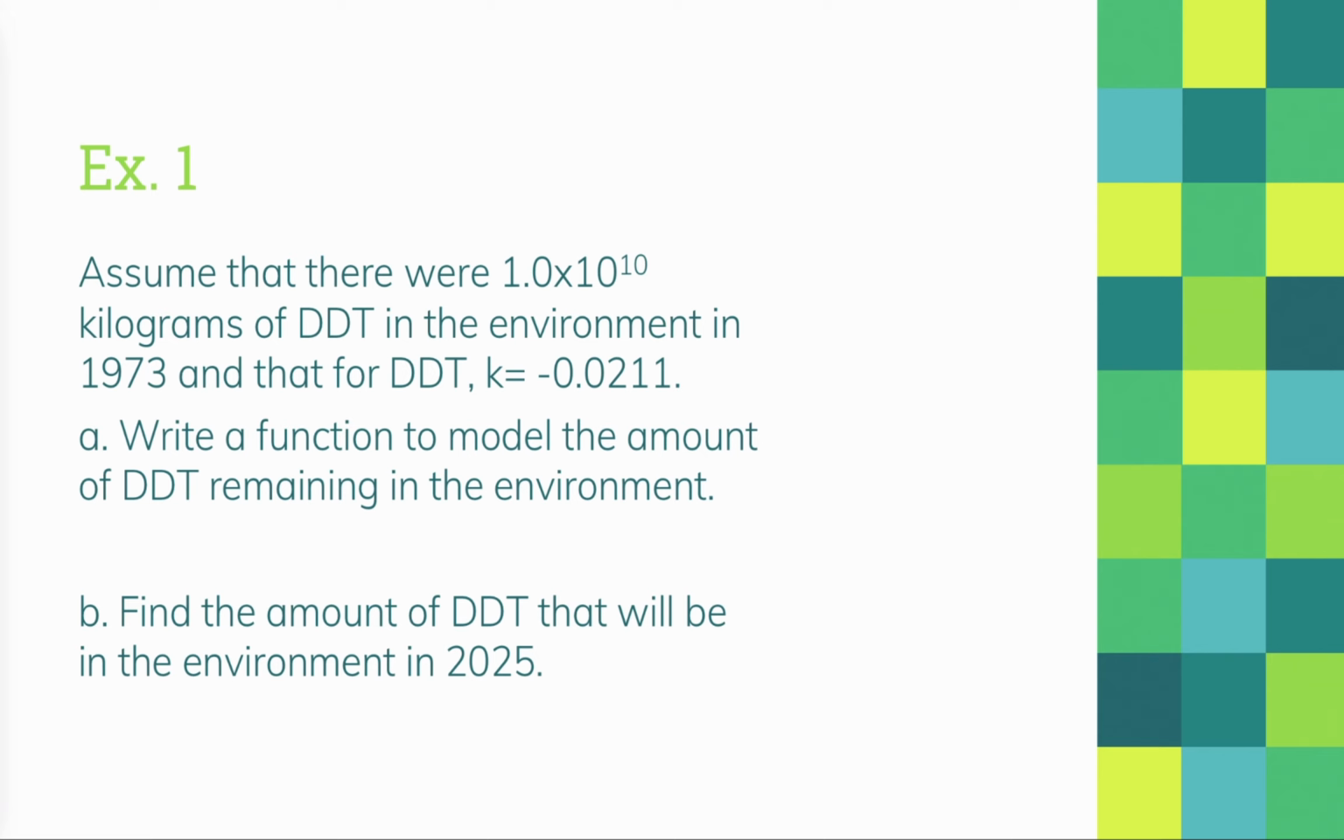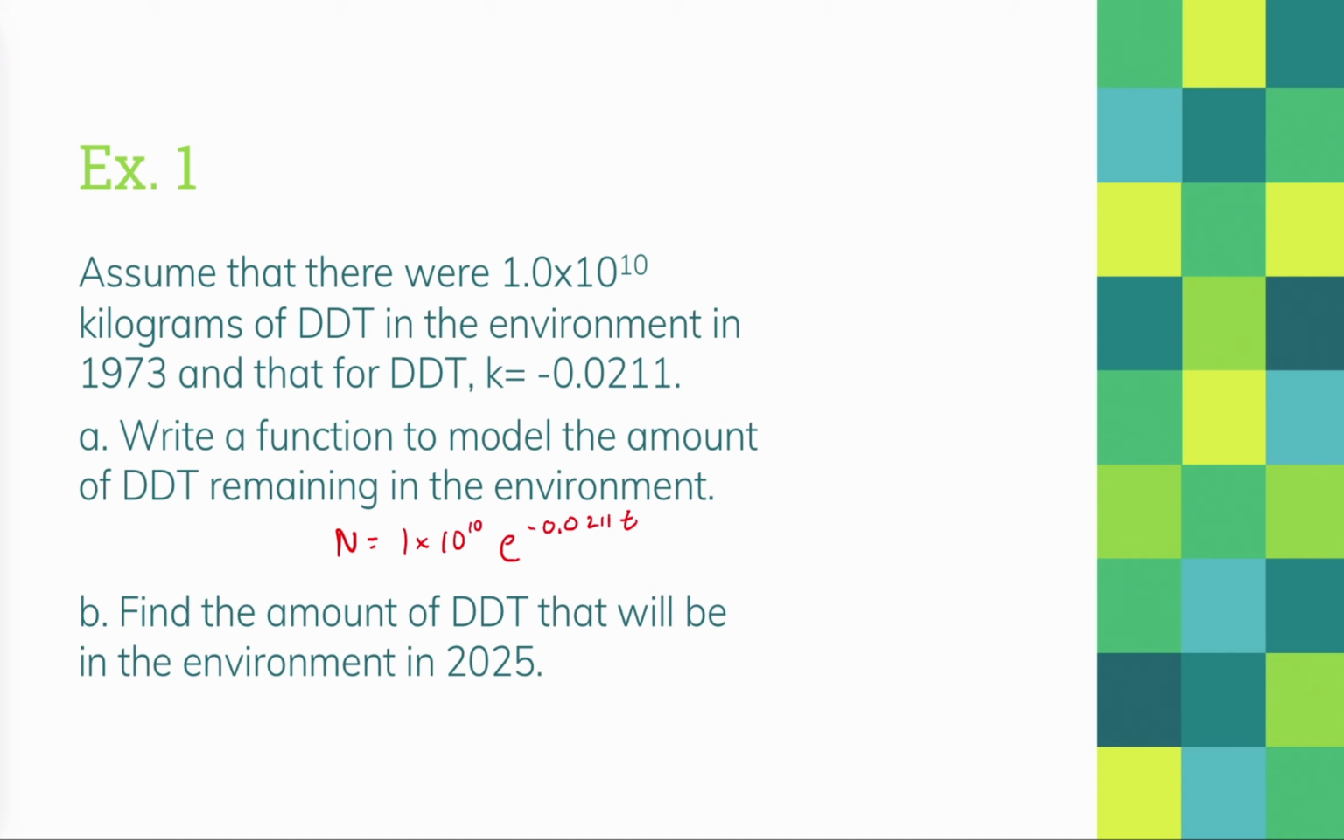So assume that there were 1 times 10 to the 10th kilograms of DDT in the environment in 1973, and that for DDT, k is equal to -0.0211. Write a function to model the amount of DDT remaining in the environment. So N equals N0, which is 1 times 10 to the 10th, times e to the k, which is -0.0211, times t. So this is our function for the amount of DDT in the environment.